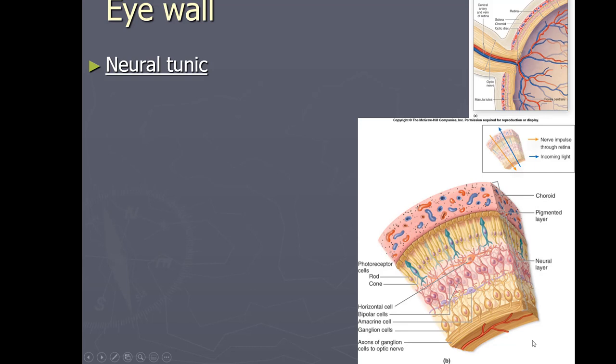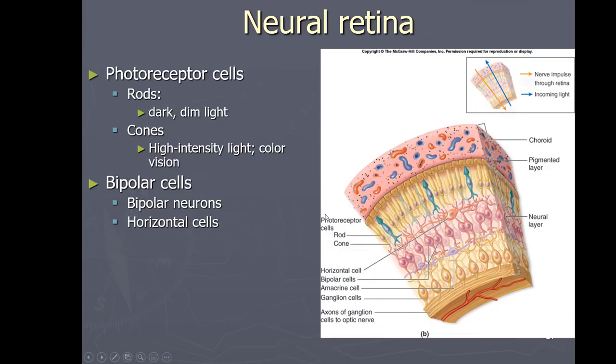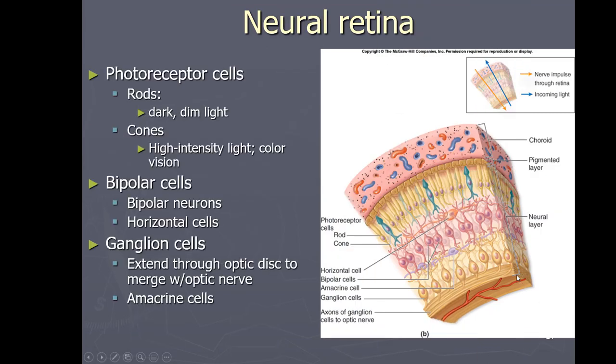And so light would be coming in from this direction, hitting this neural layer. So all of this is the neural layer with the photoreceptors and some other cells. So the inner layer has photoreceptors and neurons, and this is where all the action is as far as transmitting these light rays into action potentials to tell your brain what you've seen. So what's going to happen is, let me just go back and go to a bigger picture. So light's going to come in this direction.